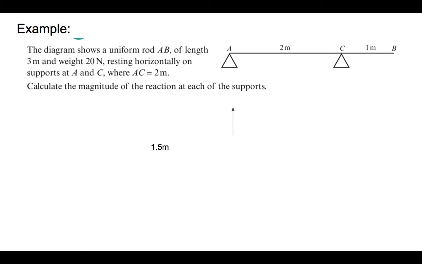Alright, so the first example we're going to look at is this one. Sorry about the two things appearing on the screen, I've obviously not done my animations well. So the diagram shows a uniform rod. Now that word uniform actually does tell us some information. What the word uniform means is that the weight of the rod acts in the middle of the rod. So if this is a 3 metre rod, the weight of the rod will act half of that, so 1.5 metres down, which we'll come to in a minute. So it's a uniform rod and it's got a weight of 20 newtons.